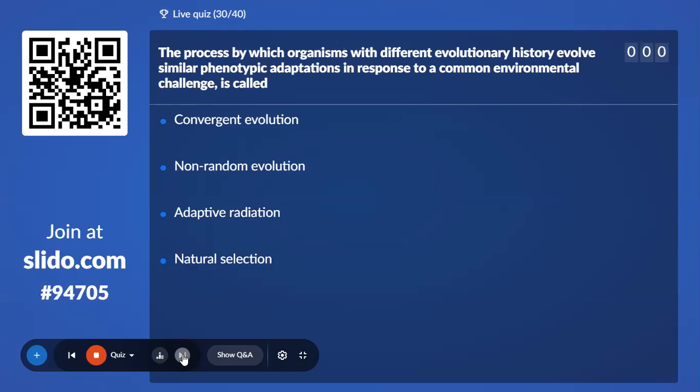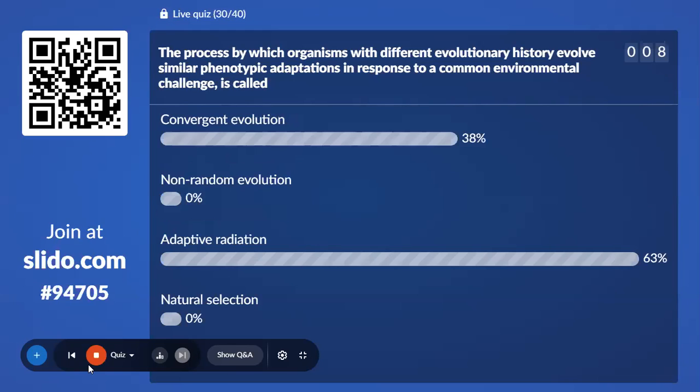Last question before the sixth leaderboard, the 30th question. The process, a very simple question. The process by which organisms with different evolutionary history, that is different origin, evolve under similar phenotypic adaptations in response to a common environmental change is called option A, convergent evolution, B, non-random evolution, option C, adaptive radiation, and option D, natural selection. Majority was 63% with adaptive radiation, but the correct answer is convergent evolution.